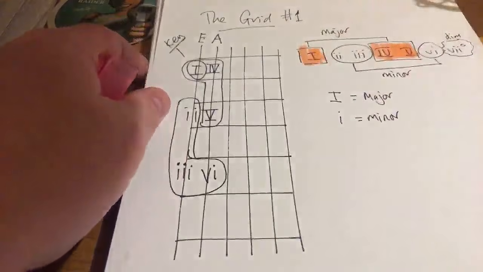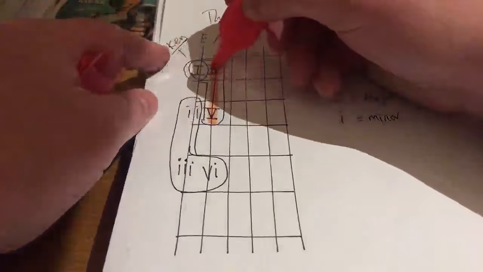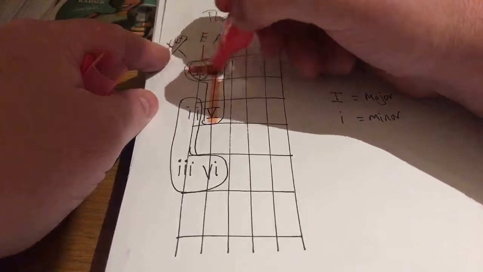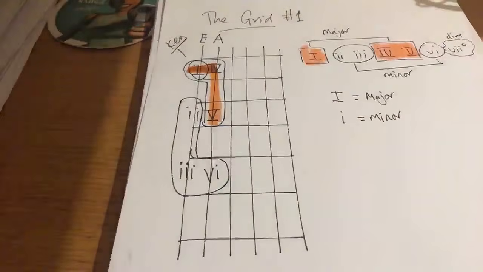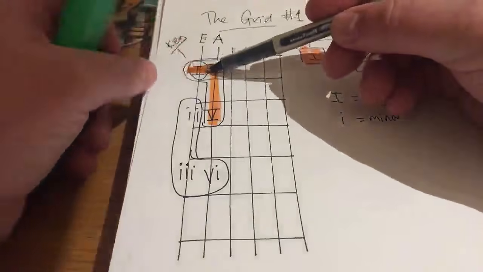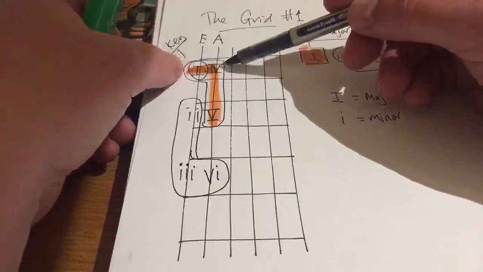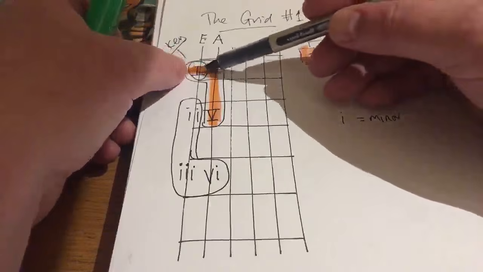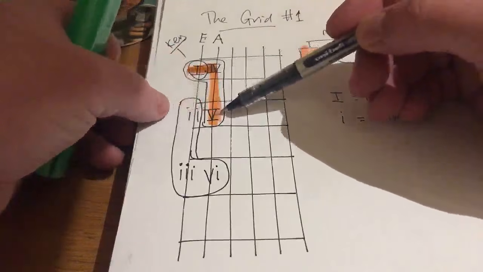You can see that those colours form this bracket shape here. Look at it. It forms this beautiful bracket shape, and that tells you that the shapes you would play would be major. This would be an E-shaped bar chord. This would be an A-shaped major bar chord. These are all majors.